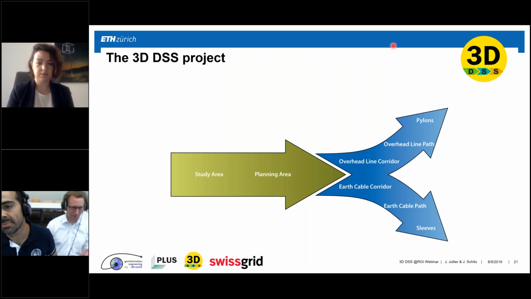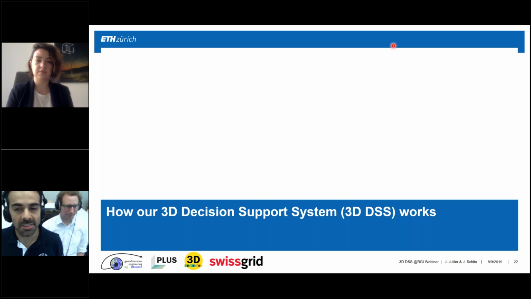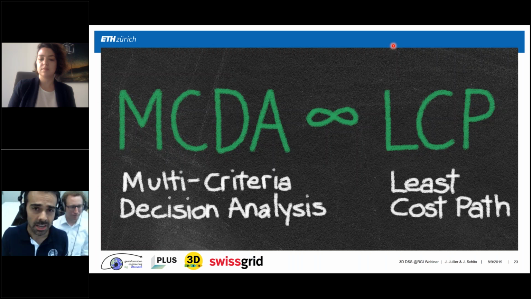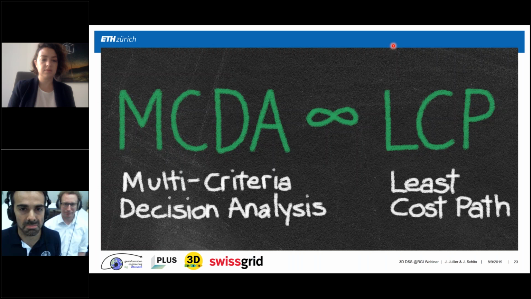So some words on how our system works. I told you before, MCDA, that's multi-criteria decision analysis. This is a mathematical tool set in order to get the optimal result from a task with either different layers, different data, or different participants who want to solve this problem. And we combine this together with a tool or an approach called least cost path analysis.